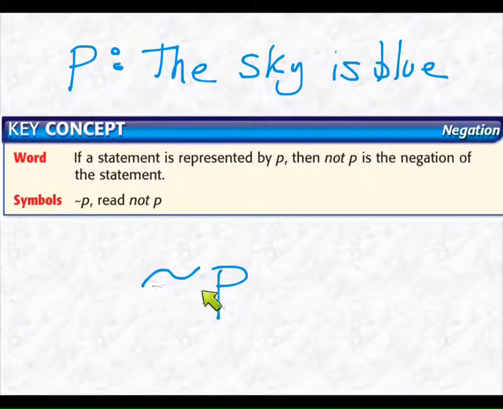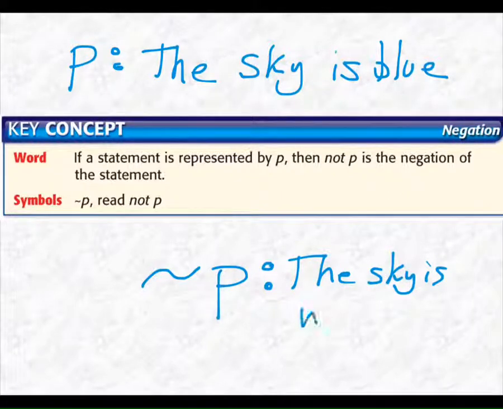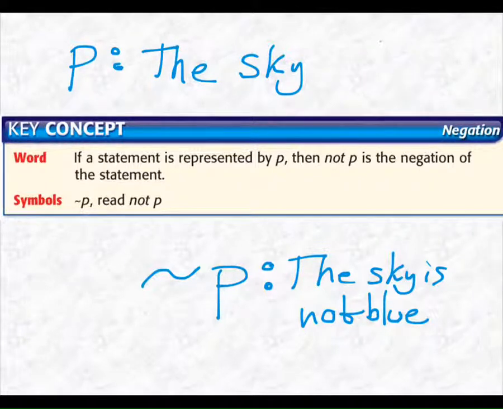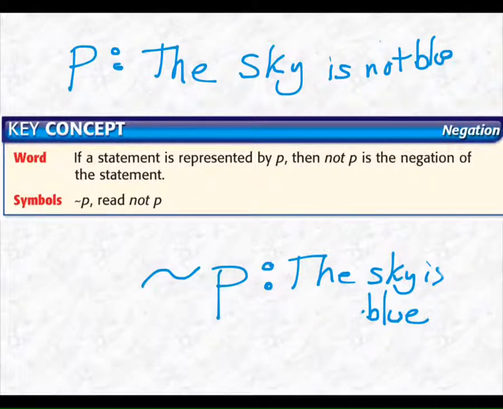If I wrote the negation of P, this symbol negation, that means not. So the negation of P would read the sky is not blue. That's what this symbol means. It means not. We call it a negation. So if statement P was the sky is blue, not P would be the sky is not blue. So you will see these symbols a lot. It means to negate that statement. Do the opposite. If I would have said in the statement above the sky is not blue, the negation would be the sky is blue. It's just doing the opposite of whatever that statement is. That's what we call a negation with that tilde sign in front.